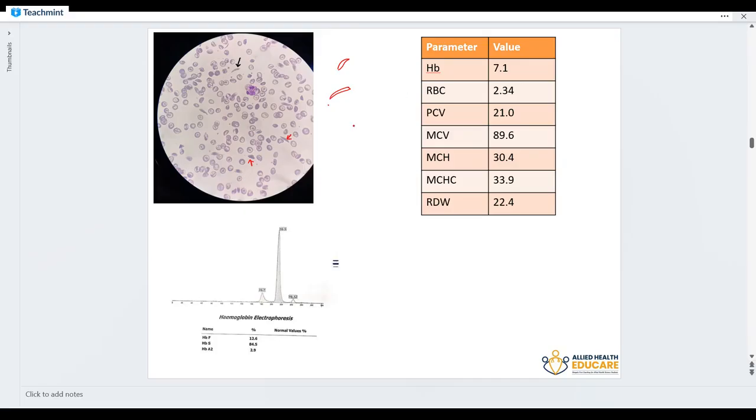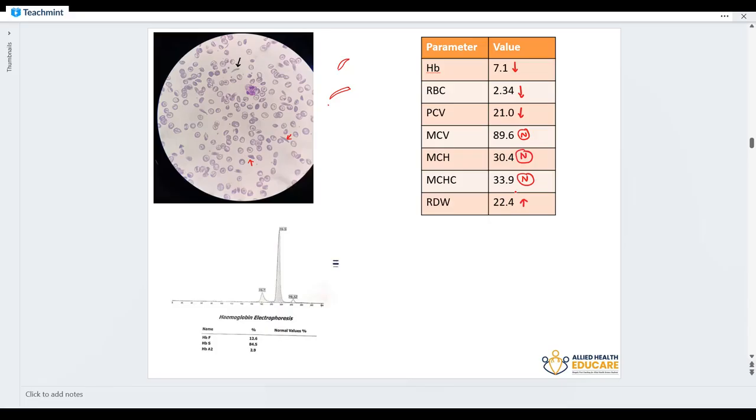In the CBC parameter, hemoglobin is low, RBC is low, PCV is low, MCV is normal, MCH is normal, MCHC is normal, and RDW is high. From the previous slide, we learned that if hemoglobin is low and RBC is low, but the three RBC indices, MCV, MCH and MCHC, remain normal, then it strongly indicates hemolytic anemia. So it is actually the blood picture of a person suffering from sickle cell anemia.